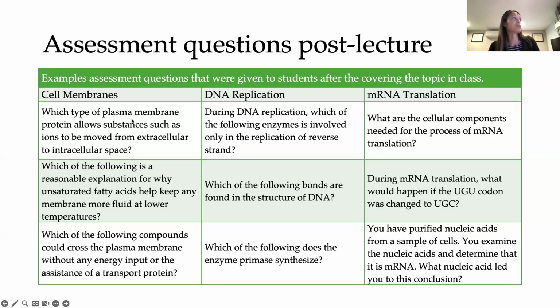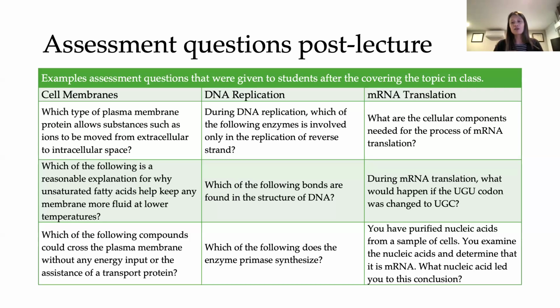What type of plasma membrane protein allows substances to move from extracellular to intracellular space? Which of the following are found in the structure of DNA? What are the cellular components needed for the process of translation? Okay, so these are some of the questions that were given, and the assessments were about 10 questions in length.